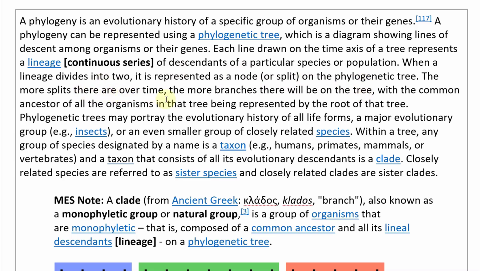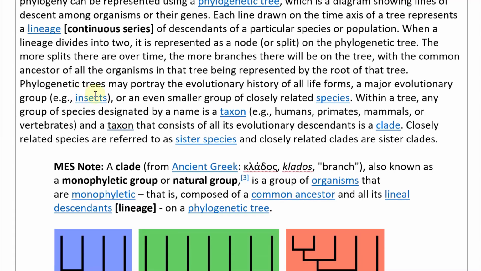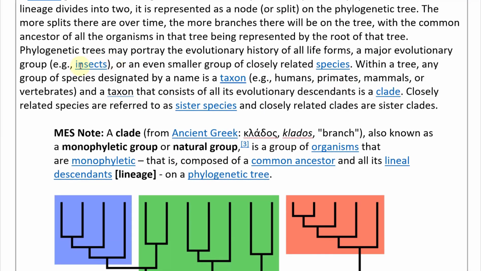The more splits there are over time, the more branches there will be on the tree, with the common ancestor of all the organisms in the tree being represented by the root of the tree. So the root is the common ancestor. And phylogenetic trees may portray the evolutionary history of all life forms, a major evolutionary group, e.g. insects, or an even smaller group of closely related species. It can describe large groups or small groups.